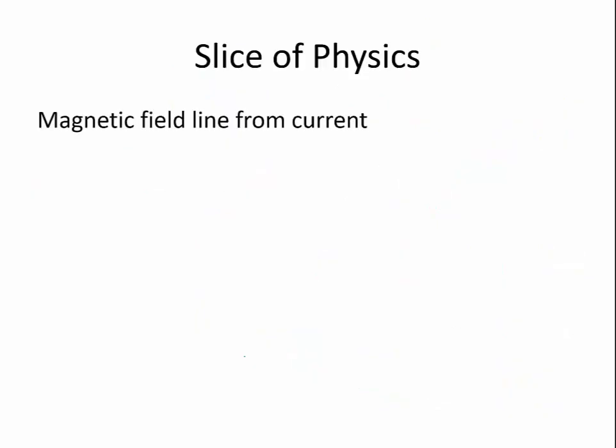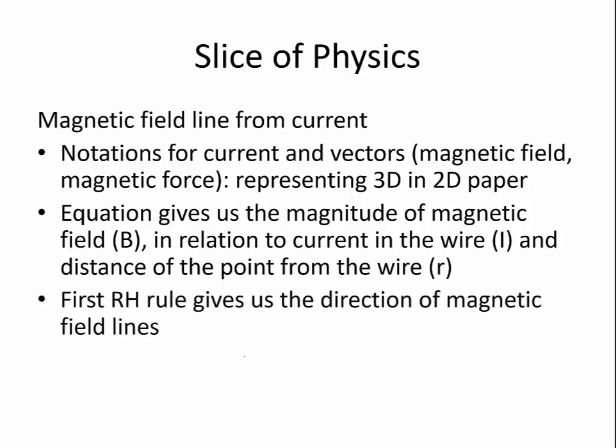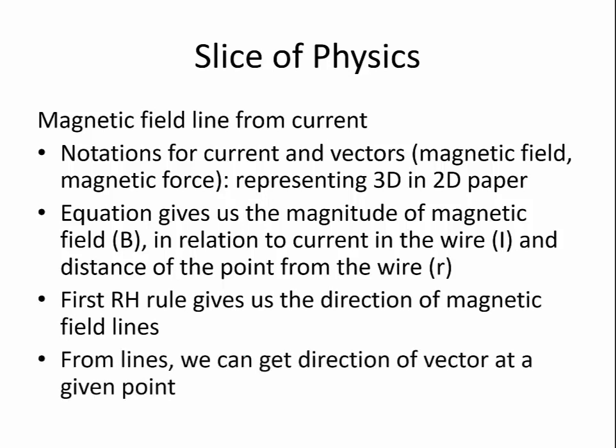All right, so in this video, we talked about the magnetic field line from a current. We introduced the notations for representing 3D things on a 2D paper. We looked at the equation that gives us the magnitude. We looked at the first right-hand rule, which gives us the direction of the magnetic field. And we talked about how we can go from magnetic field lines in a general region of space to a vector at a specific point.